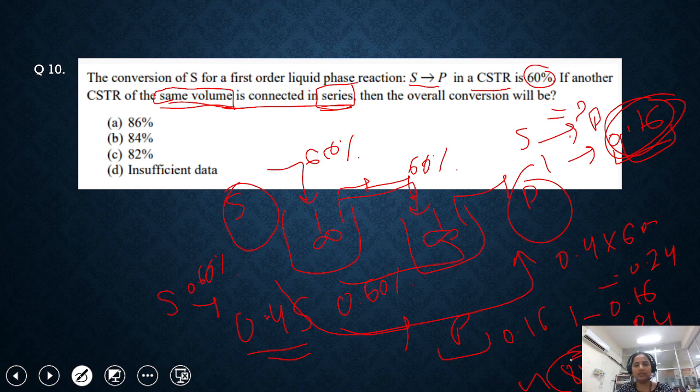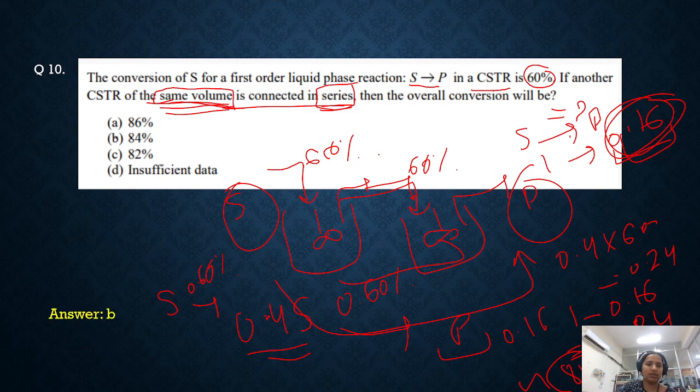So everyone understood this question? You can also get such type of question when they have changed the conditions. So you also have to consider that. Now coming to the next. So answer is B.